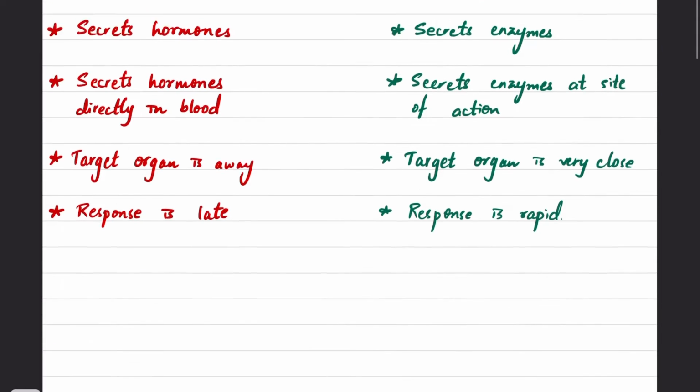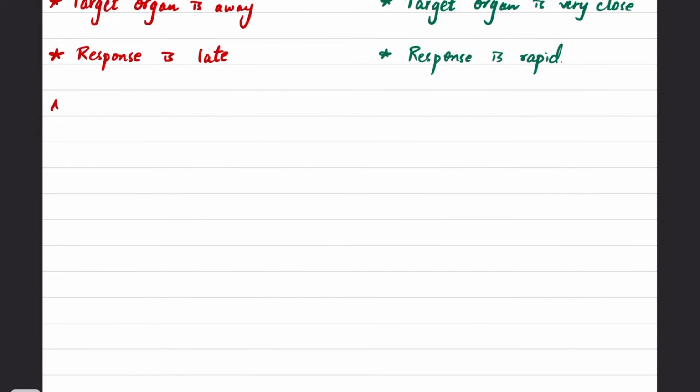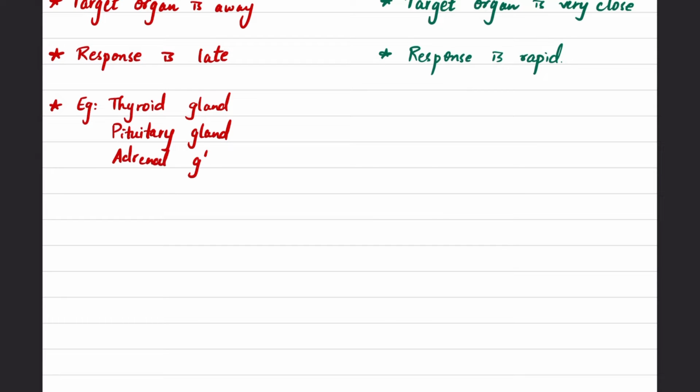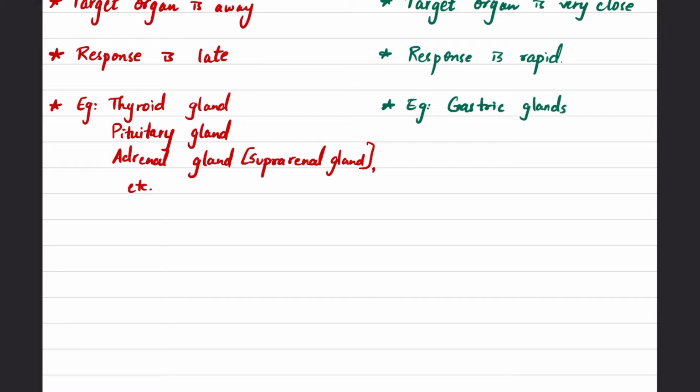Now, a few examples of endocrine and exocrine glands. The examples of endocrine glands are the thyroid gland, pituitary gland, adrenal gland, which is also known as suprarenal gland, and many more. We will learn it in this video. Examples of some exocrine glands are gastric glands, salivary glands, and sweat glands.